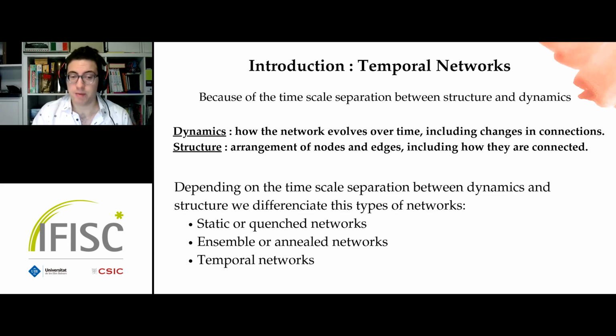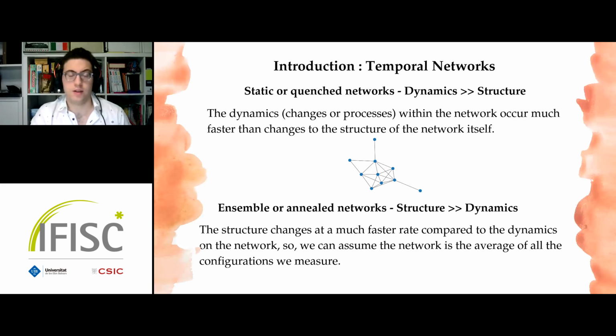Depending on this time scale separation, we have three types of networks. The first ones are the ones we already know, the static networks, in which the changes occur much faster than the structure. That's why we keep the structure the same. We study the network the same. We compute number of triangles, clustering coefficient, shortest path length, and all this stuff, because the nodes and the links are kept the same. On the other hand, we have the ensemble networks, in which the structure changes so much that we have to consider the average of all the different configurations we can measure.